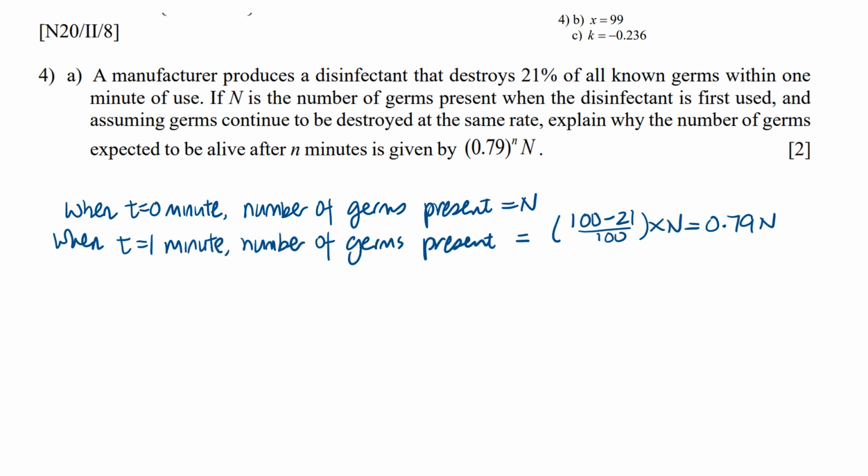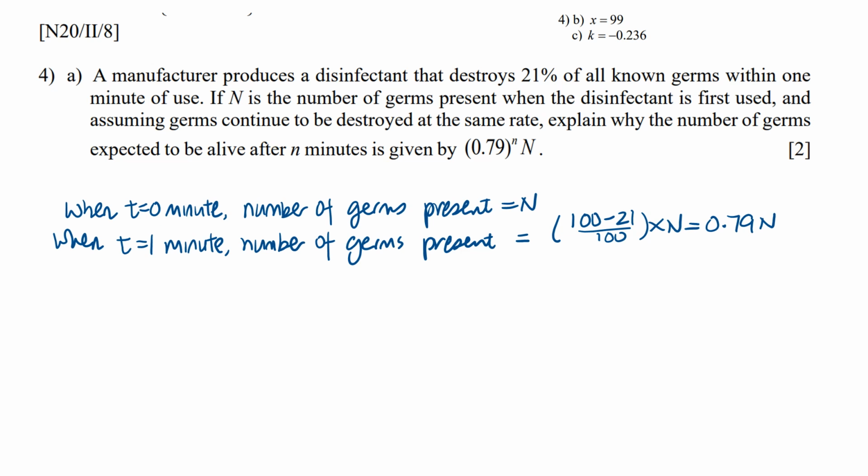Correct, 1 minute later, you will kill 21% of it. So what is left will be 100 minus 21%, right? What is left is (100 minus 21)% over 100 times n. So you're left with 0.79 n germs. It must get less and less, right?